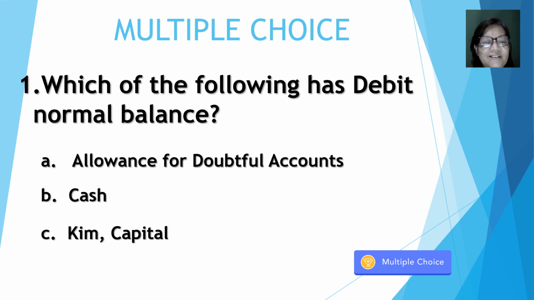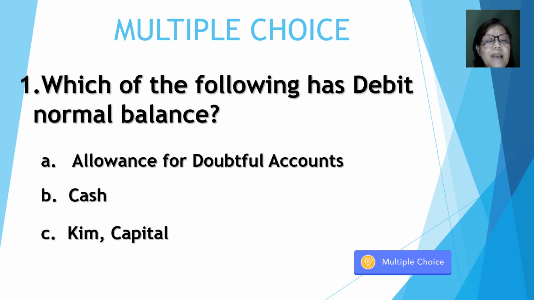What is your answer? Yes, the correct answer is letter B, cash. Okay, cash is an asset and has a normal balance of debit. And this is the first item in the asset account.